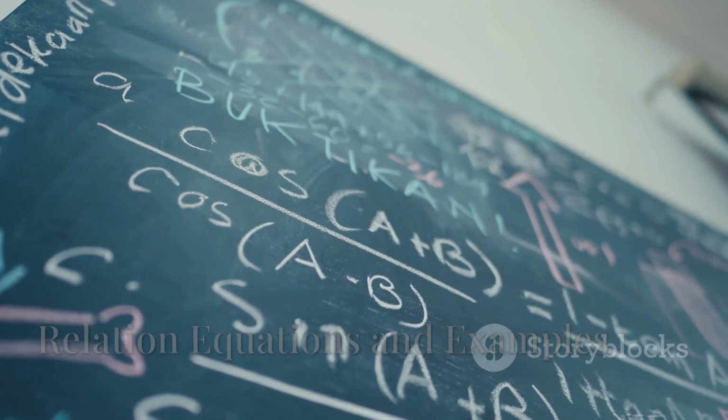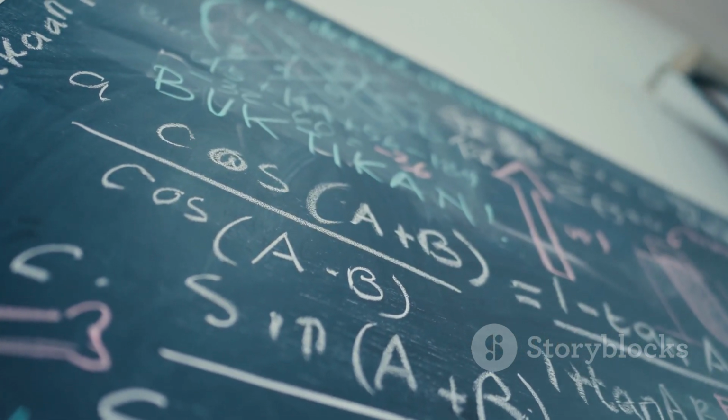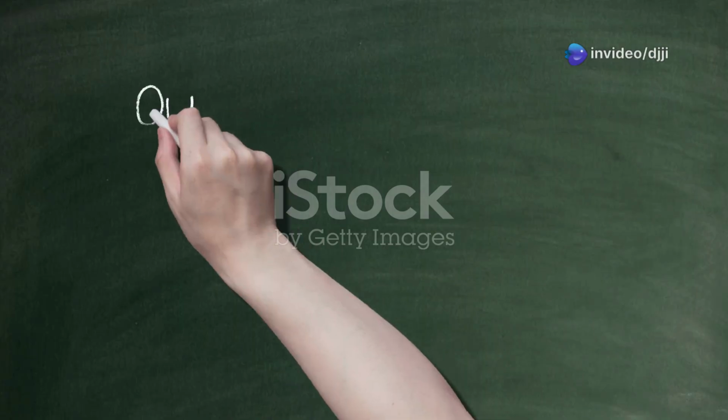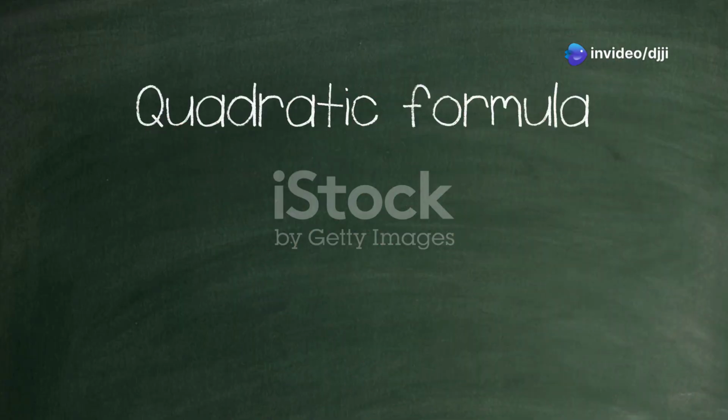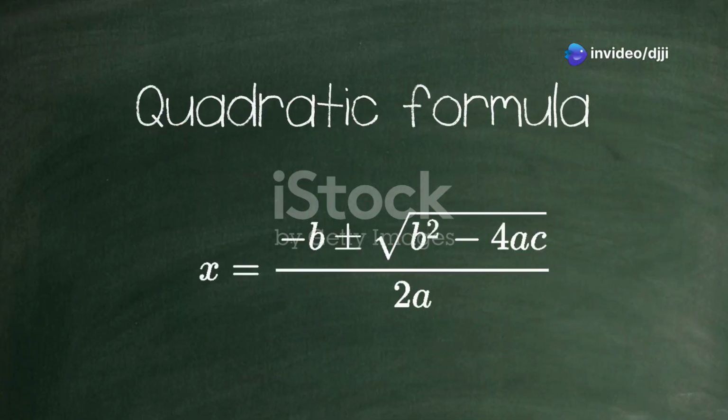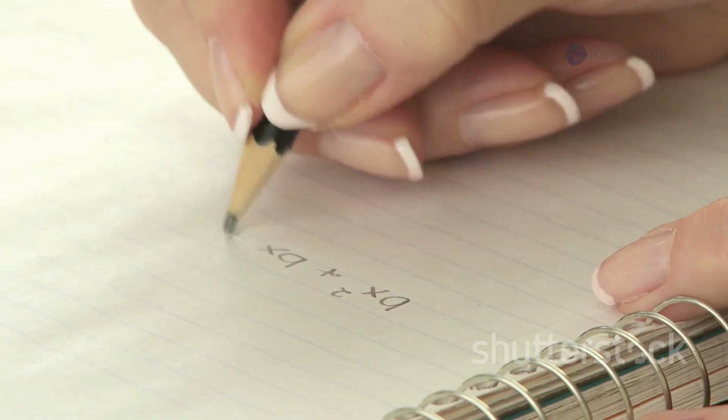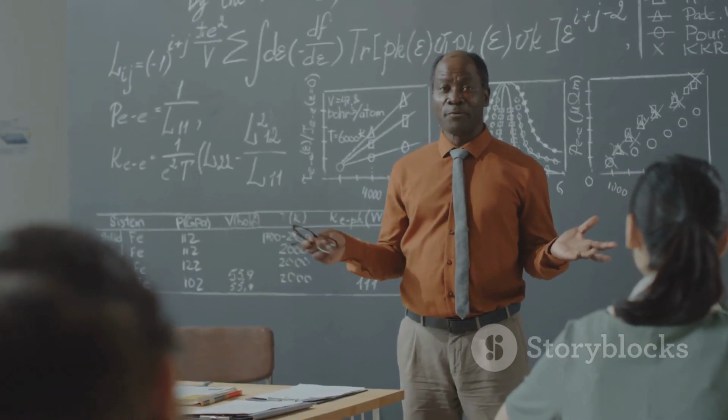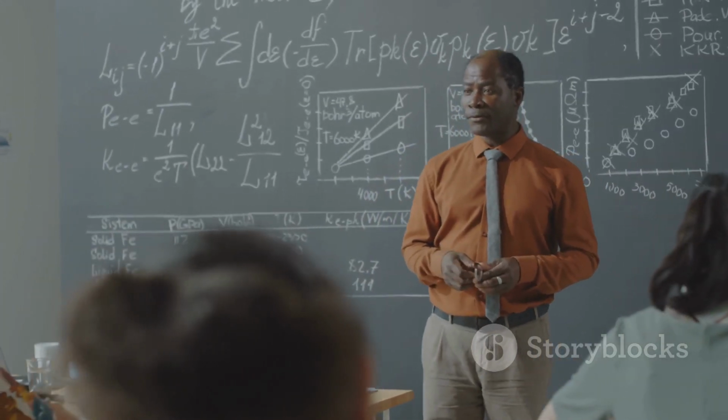A relation equation is an equation that defines a relationship between two or more variables. Examples include y equals x squared, y squared equals x, and y equals x plus 3. These equations show how one variable changes in relation to another.